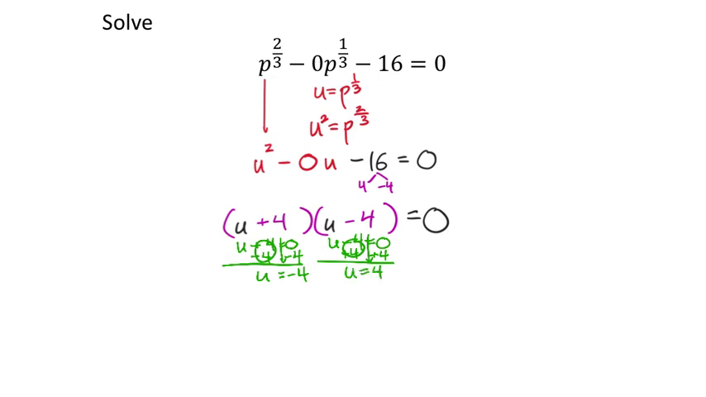But now I need to go back and say, well, U actually was replacing something else, which means that I need to go back and replace both of these U's with what it was originally, and that was p to the power of 1/3, both of them. So in other words, p to the power of 1/3 could equal negative 4, or p to the power of 1/3 could be positive 4.